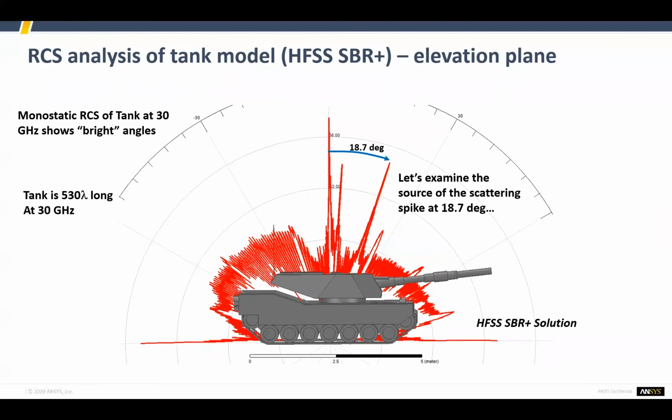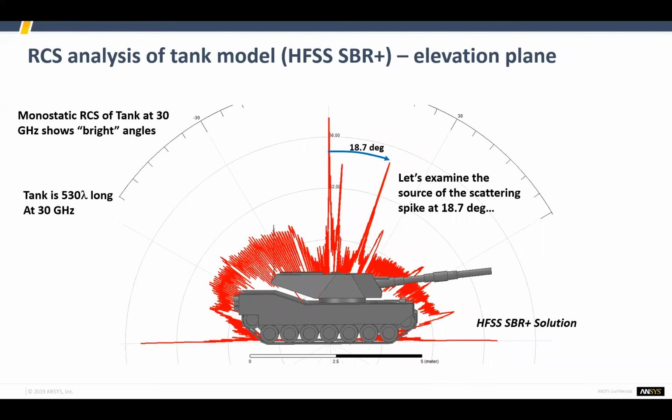And then, of course, the last thing we can do is look at scattering centers, right? As I talked about before, when we look at our power range plot, we can pick up where the scattering centers are of the objects that we are illuminating with our radar pulse. So in this case, we have a monostatic RCS at 30 gigahertz, right? That shows some pretty bright reflections, namely at 18.7 degrees. All right, we have a spike. And of course, we could figure out what is causing that spike.